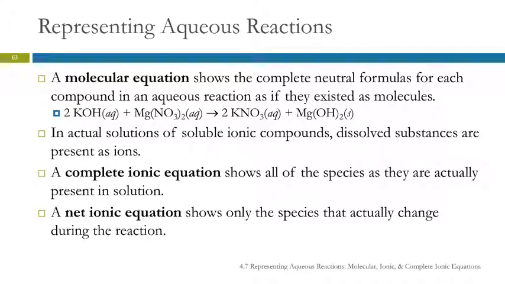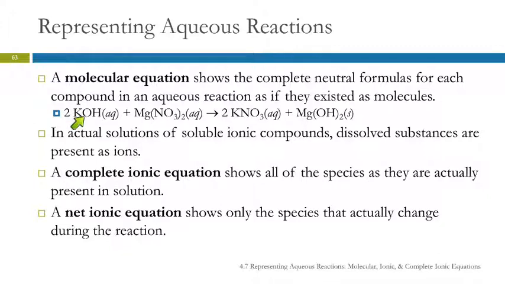So, representing aqueous reactions. We've looked at precipitation reactions, and we're going to look at some different ways of representing reactions. We have, of course, the molecular equation, which is what we think of as a regular chemical equation. This shows complete neutral molecules or complete neutral formulas for each compound as if they existed as molecules. Here we've got an example of potassium hydroxide reacting with magnesium nitrate to form potassium nitrate and magnesium hydroxide. The magnesium hydroxide is insoluble, and so that forms a precipitate that falls to the bottom of the beaker.